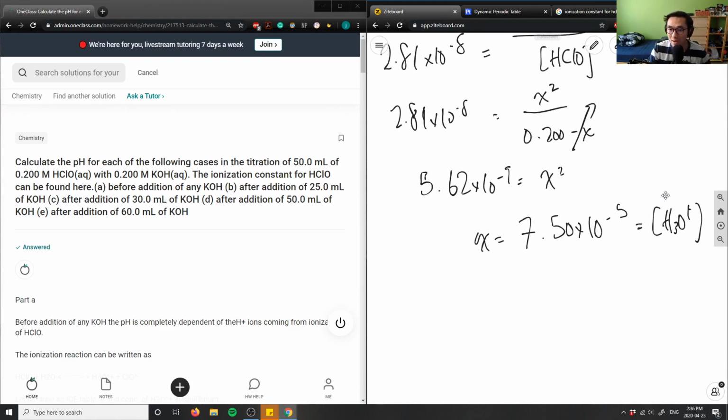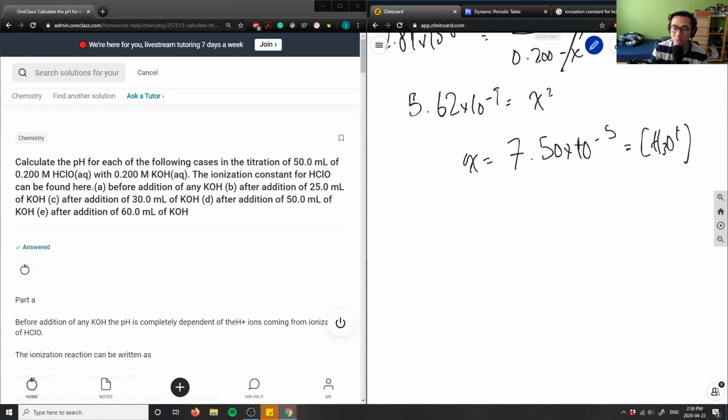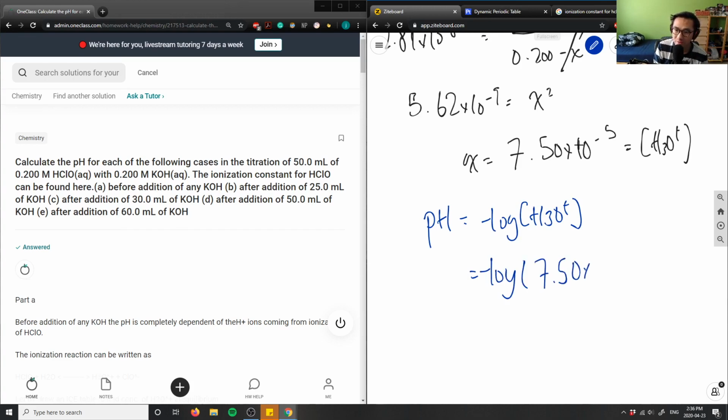And once I get that, I can simply solve for the pH. Am I solving for the pH? Oh yeah, I'm right, calculate the pH. It's the negative log of the hydronium ion here. So negative log of 7.50 times 10 to the negative 5 would give me a pH of 4.12. So the pH before we even add any base would be 4.12 here. So this here would be my solution for part A.